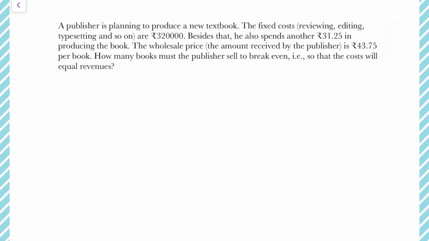Number of books we don't know, so I am taking it as x. Number of books equals x. Then the break-even point, that I am taking as y. Break-even point means where the production cost will be exactly equal to the revenue. Break-even I am taking as y. Okay, now coming to the first equation. The fixed costs are 3,20,000.